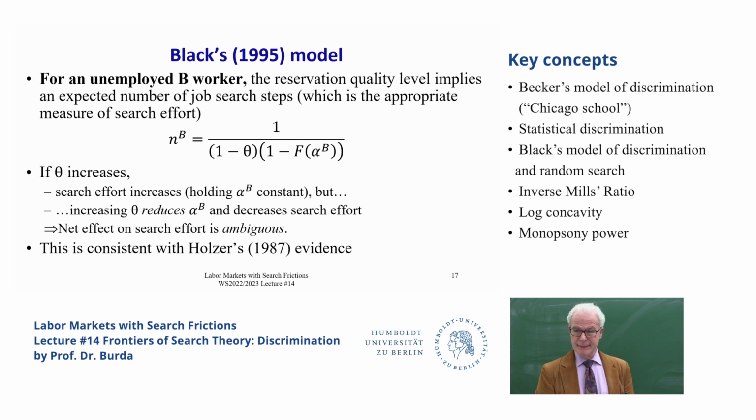Yeah. And increasing theta reduces the search effort because higher theta means that even the non-discriminating firms will offer you lower wages, so you'll accept, or you're happier in unemployment compared to what you would get if you were employed. I don't know. Yeah, your alpha B goes down. Okay, so I'm just trying to get my head around.